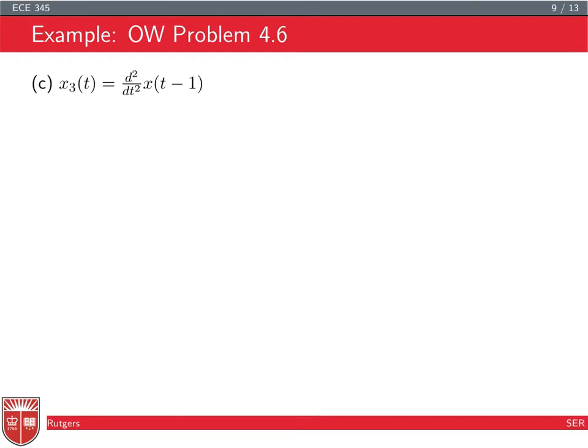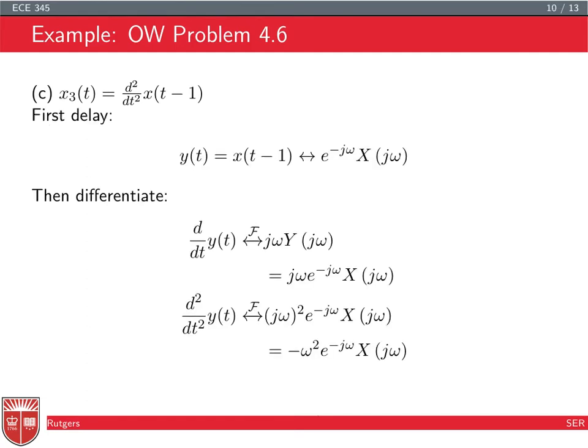The next problem is about finding the CTFT of the second derivative of x of t minus 1. So to solve this problem, first we have to account for the delay of 1. So if we define y of t to be x of t delayed by 1, this will give us that Y of j omega is equal to X of j omega times e to the minus j omega, since here there's a factor 1, which is delay 1.